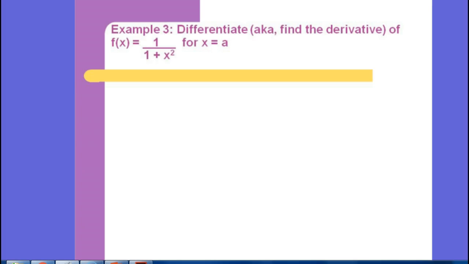So, one more time. Limit as h approaches 0. You see now why I gave you the worksheet I gave you yesterday. This isn't going away, at least not anytime soon. So you have 1 over 1 plus a plus h squared minus 1 over 1 plus a squared, all over h.